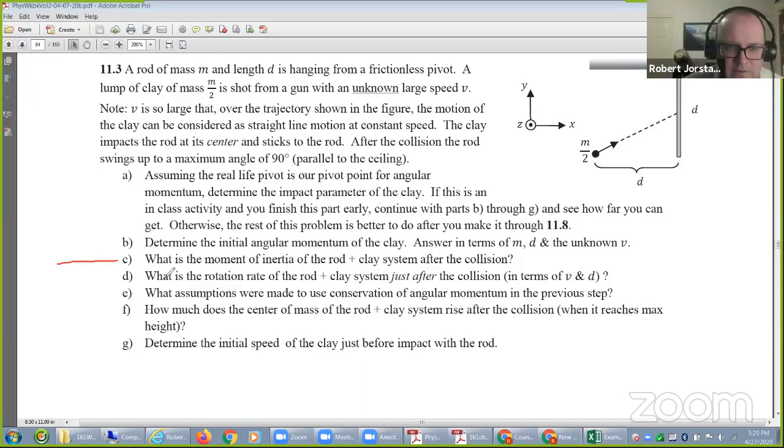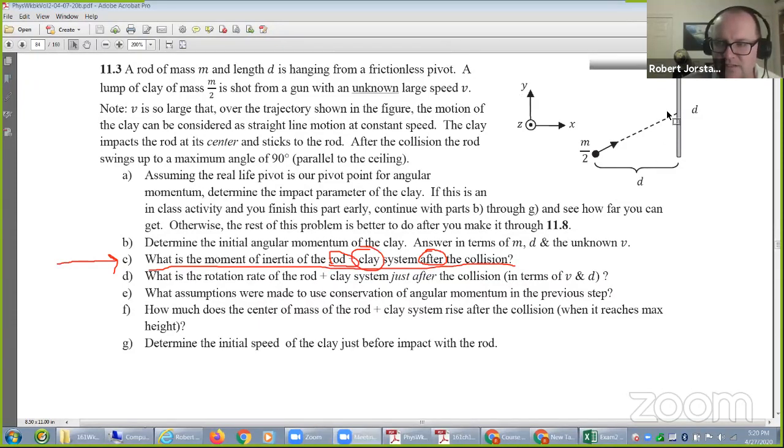All right, moment of inertia of the rod clay system after the collision. So notice it's going to be rod moment of inertia plus clay moment of inertia. Take a second. You've got the moment of inertia of a rod. Think, is it 1/3, 1/12, or something else? Think to yourself. And then you've got a point mass. How am I going to stick that in there?